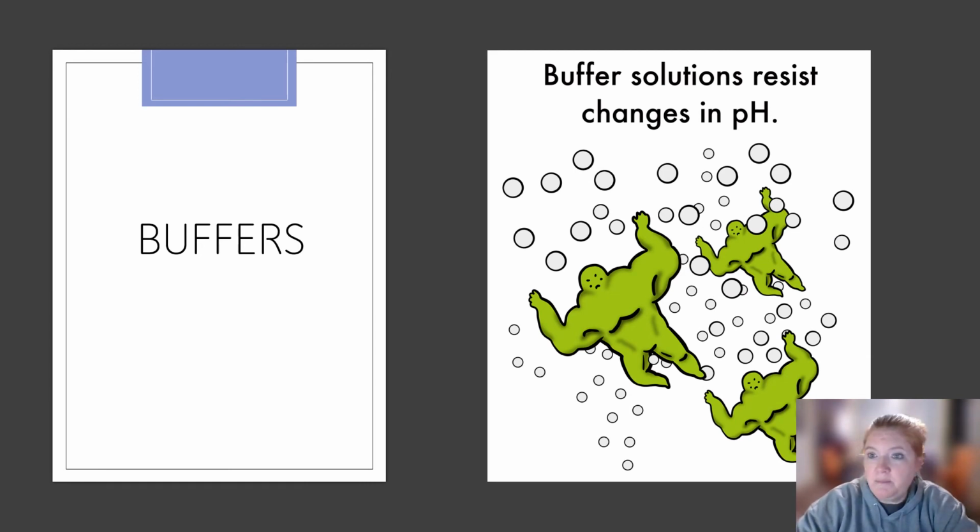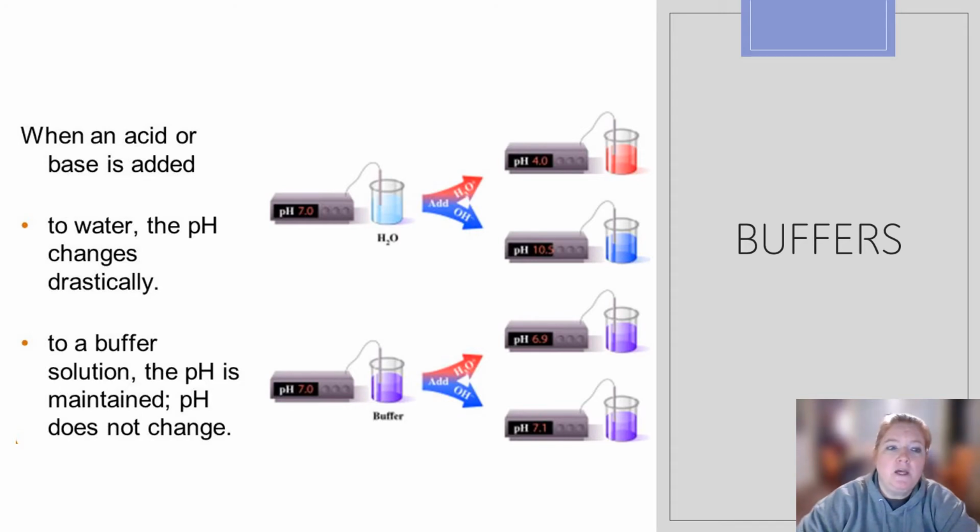Reminder, buffers. Buffers are things that resist changes in pH. So when an acid or base is added, the pH doesn't change as much when there's a buffer. Here, look, if I have pure water and I add an acid, that's H3O pluses. You see how dramatically the pH dropped? And then I add OH negative, that's a base, and dramatically the pH increases.